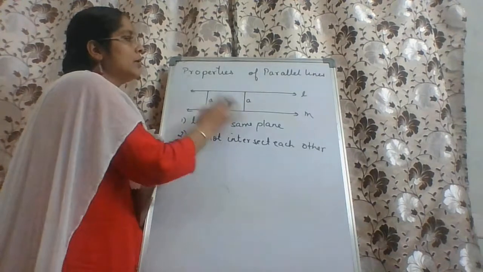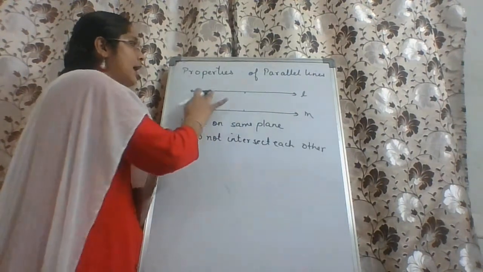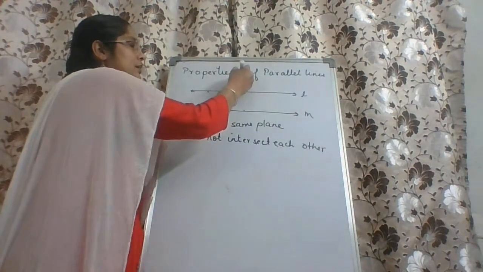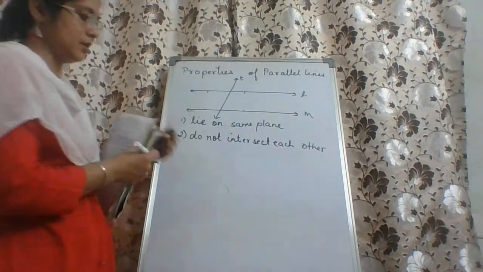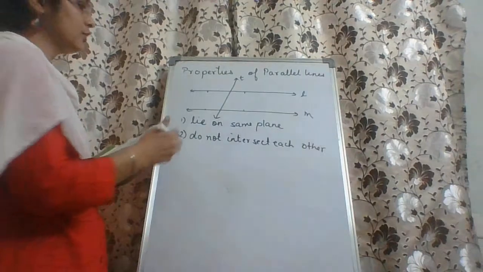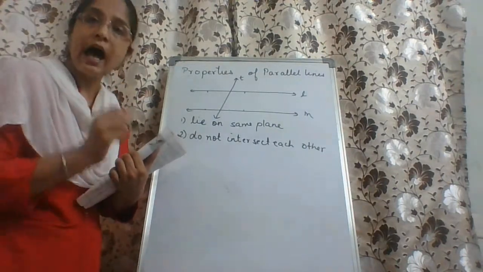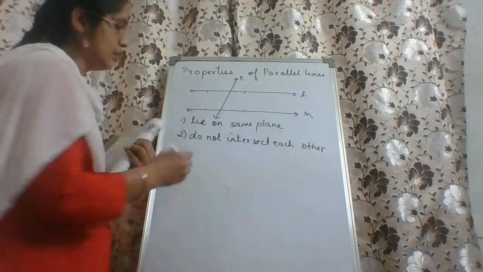If L and M are two parallel lines and I draw a line passing through L and M, this is T. It is called a transversal. Now, what is exactly a transversal? A line which intersects two or more parallel lines at distinct points is called a transversal.